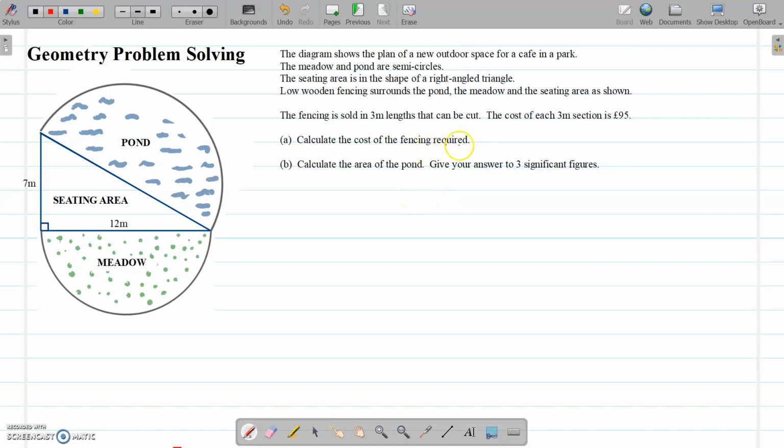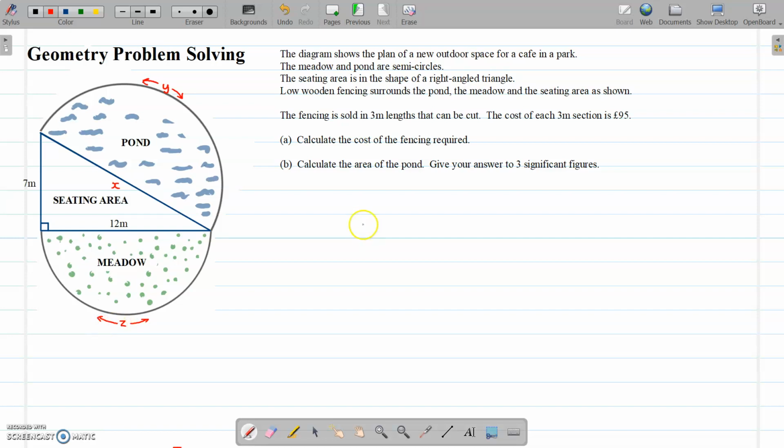Well, before we can do that, we need the length of the fencing required. So let's put some missing information in. I'm going to label the length of the long side of the fence along the seating area as X. I'll call this length around the pond Y. So this is the arc or the semicircle length of fencing around the side of the pond, and we'll use Z for the same for the meadow. So it's that length around there.